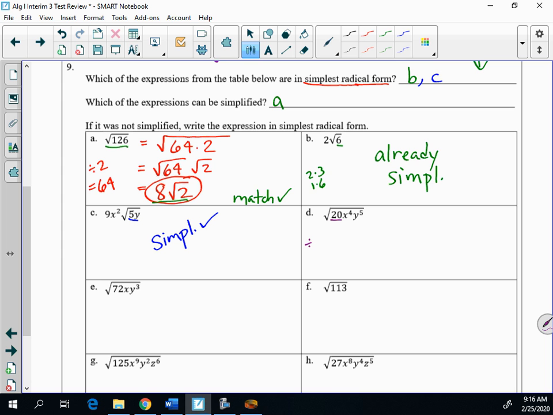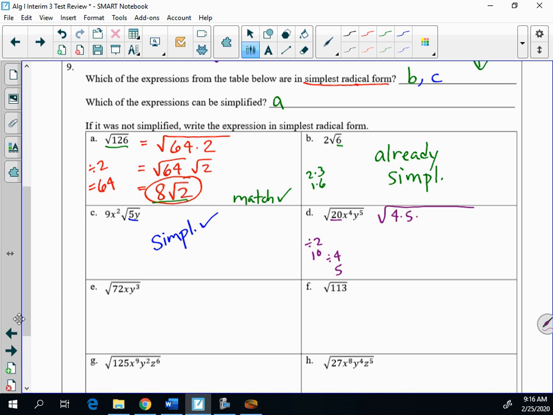If I divide it by 2, I get 10. That's not going to work. If I divide it by 3, nope. If I divide it by 4, well, 4 is a perfect square, and I get 5. So this one, I am going to break the 20 into a 4 and a 5.